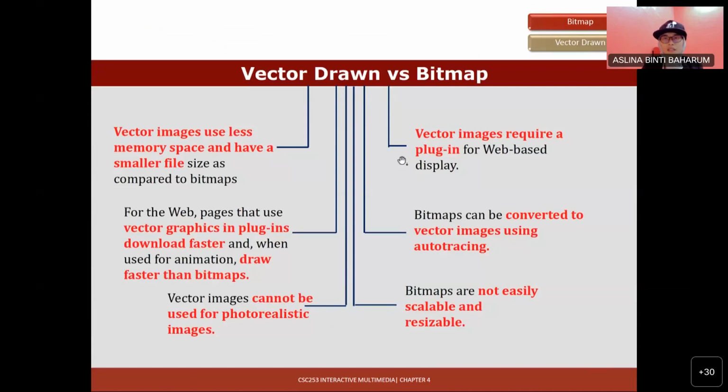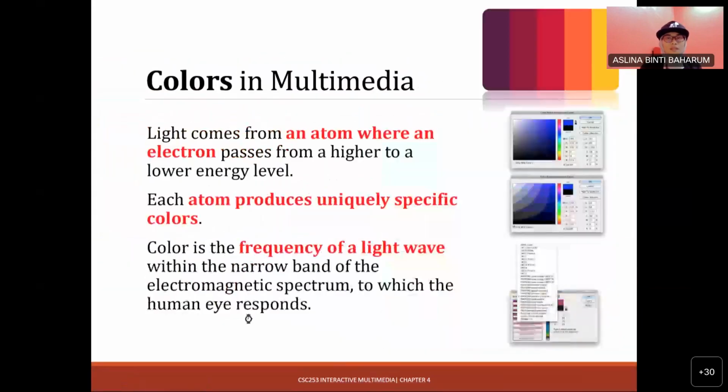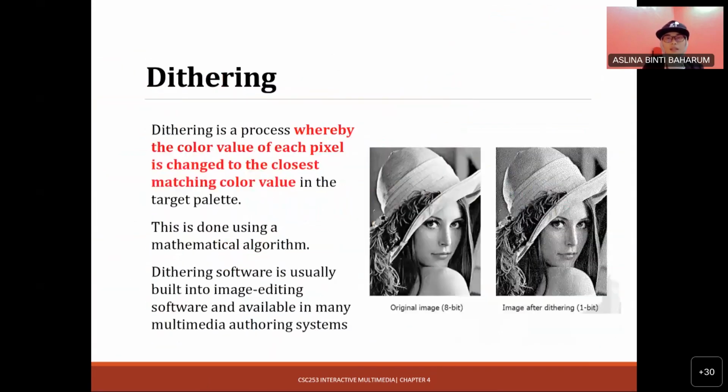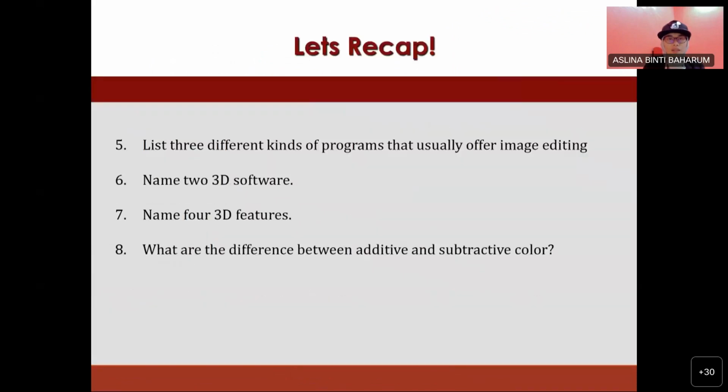Space already. Plug-in. Vector needs a plug-in for web-based display. Okay, and then this one done. Convert bitmap into vector using the auto tracing. This one done. Alright. Okay. At least you can understand how to differentiate between bitmap and vector. Okay, next, list 3 different kinds of program that usually offer image editing.